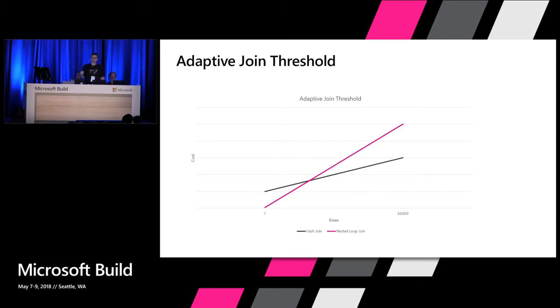If I'm doing a nested loop, there's minimal memory required. I don't have to pre-grant it. But at a certain number of rows, it becomes more costly than a hash match alternative. You see this line, the hash match or hash join line, has a higher initial cost, but then it's less costly over time.